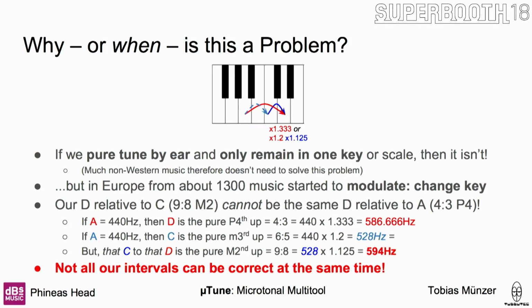Well, sometimes this isn't so much of a problem if we only maintain one key. So some non-Western musics that don't deal so much in harmony, and it's just pure melody, that's not so much of a problem. But if we change key, as music has done from about 1300 in the West, it's a really big problem, because not only are your notes different depending on how you get to them, but your intervals are, and we need intervals to form chords. So again, how do we tune our chords?